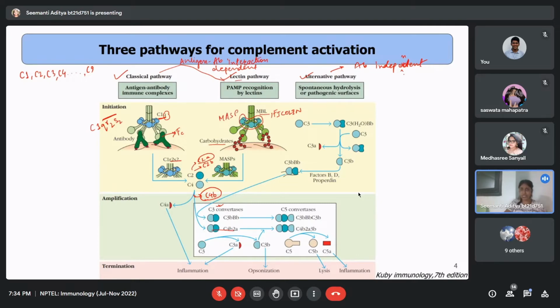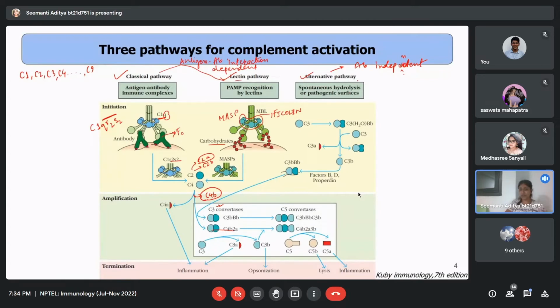So MASP, these are serine proteases. SP stands for serine proteases. These serine proteases are responsible for cleaving C2 and C4. C2 gets cleaved into C2A and C2B. C4 gets cleaved into C4A and C4B, and finally C4B combines with C2A to form C4B2A, that is C3 convertase. So this is what the lectin and classical pathways ultimately converge to.